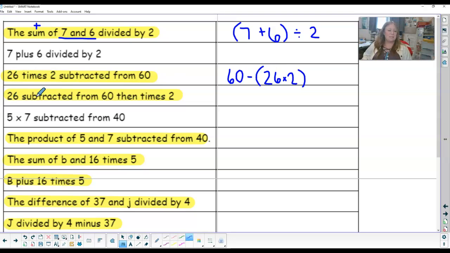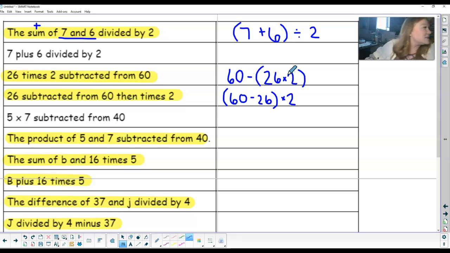Okay, this one says 26 subtracted from 60. So we're going to take 60 and take away 26, right? It was from 60. And once I do this, then I'm going to times it by 2. So this time it wants me to do this first, then times 2. You have to read those and break them up. I have to do this, then this. For the part you do first, I don't need parentheses around this. I would do this first anyway because multiplication beats subtraction. But it's nice to help visualize and say, hey, I'm doing this first.